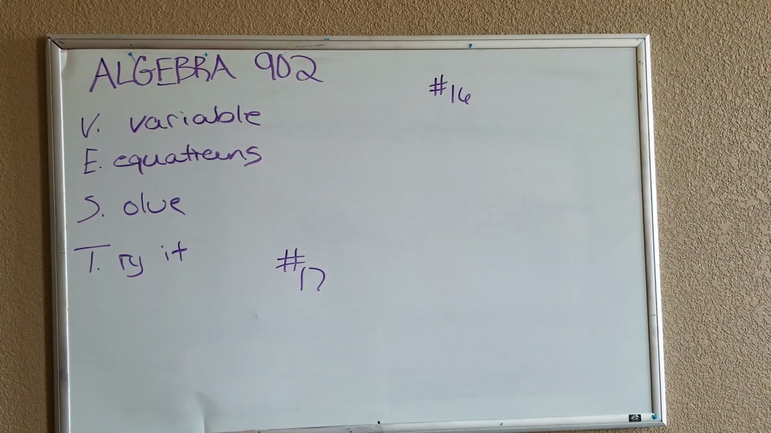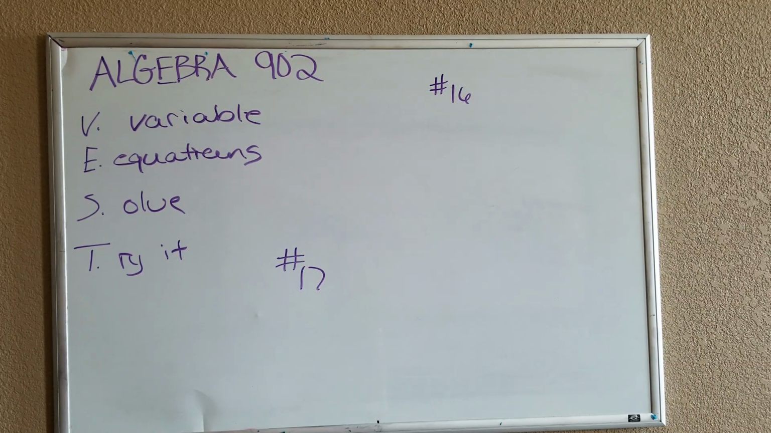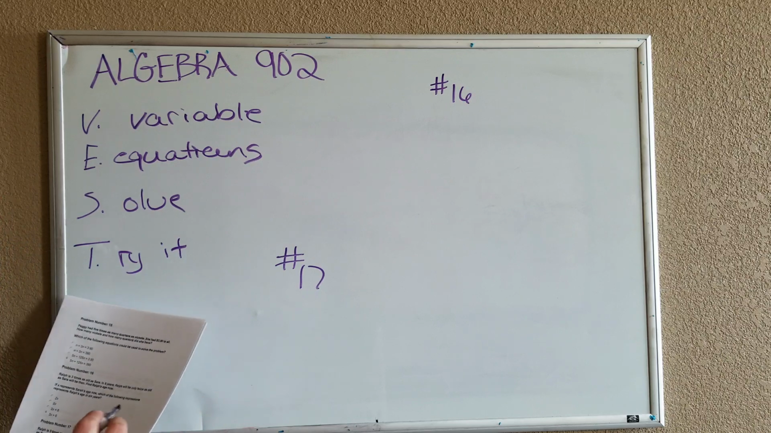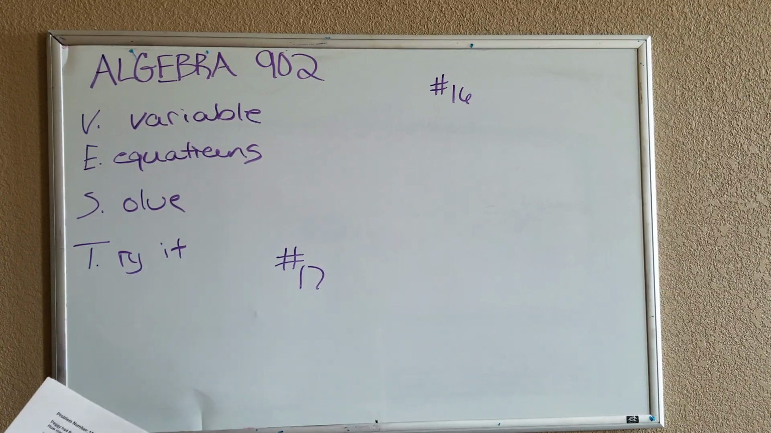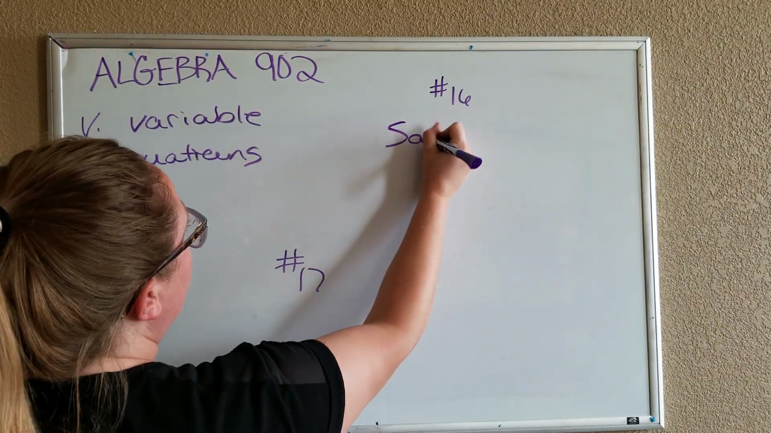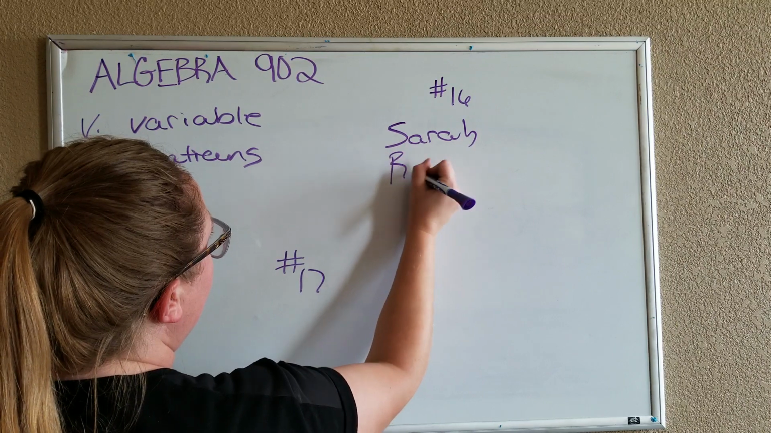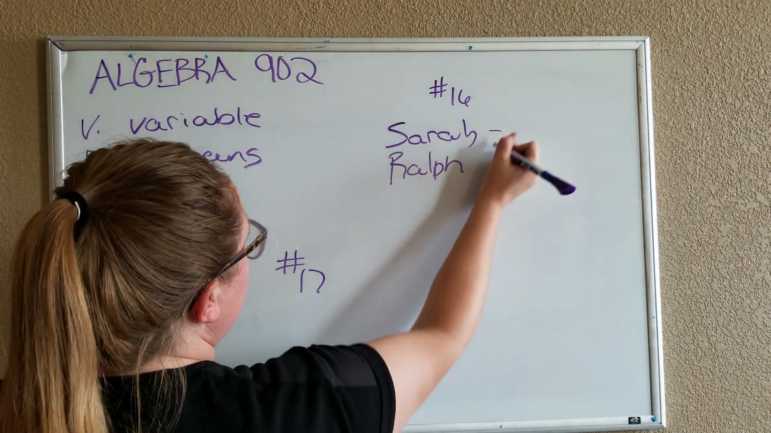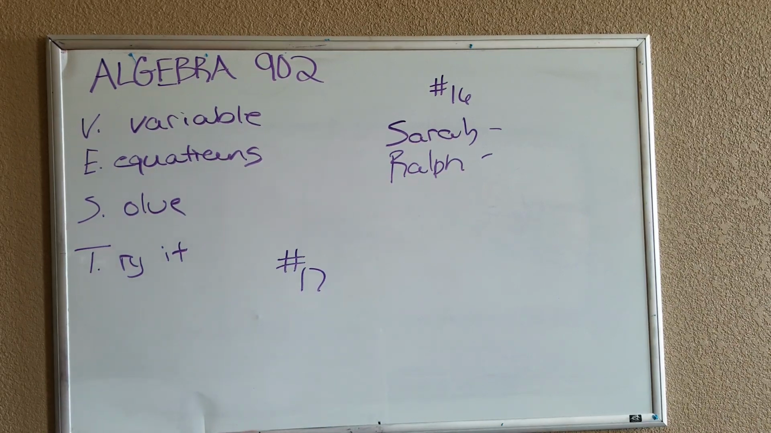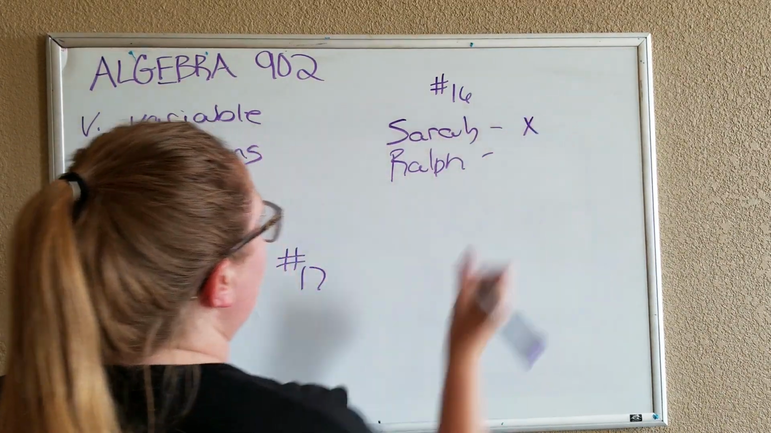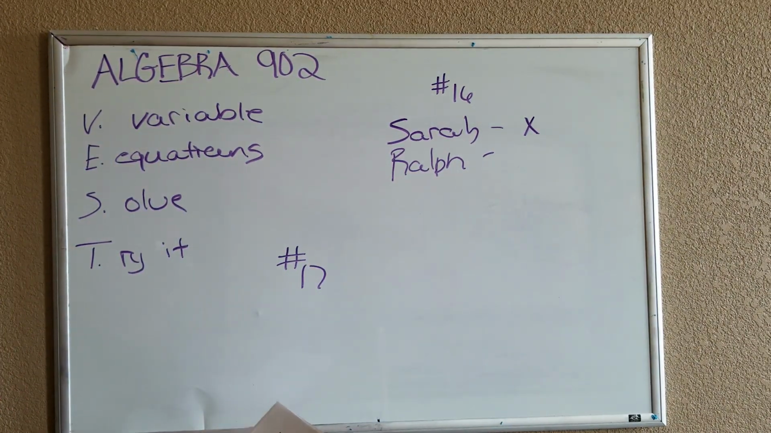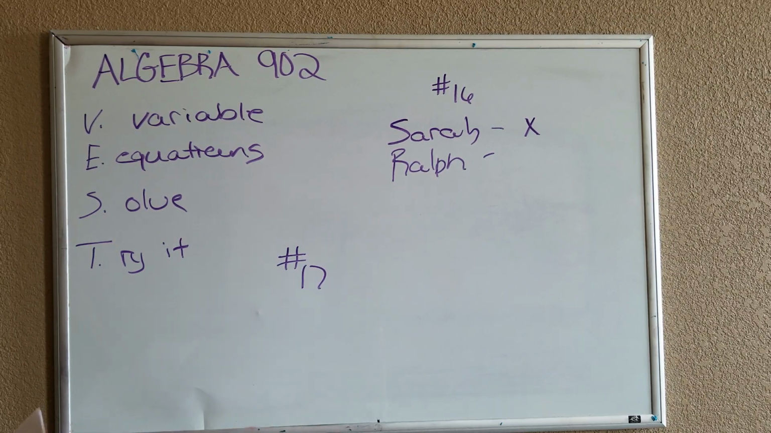All right, number 16. Ralph is 3 times as old as Sarah. In 6 years, Ralph will only be twice as old as Sarah will be then. Find Ralph's age now. So you have Sarah and you have Ralph. Okay, we're going to assign our variables. They tell us next if x represents Sarah's age now, which of the following expressions represents Ralph's age in 6 years?